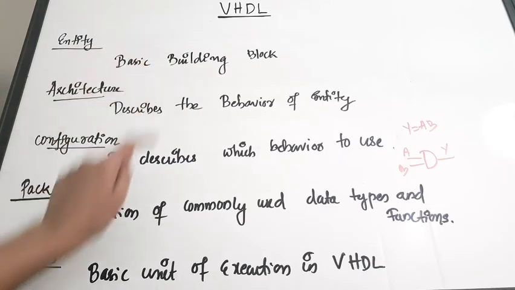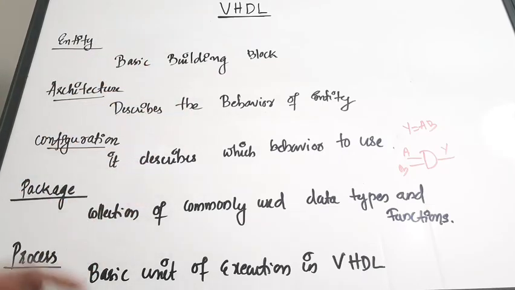In the entity section, and in the architecture, we are going to write the behavior or the working of this gate. In simple words you can say it like this. And again, there are various types of modeling in VHDL: behavioral modeling, data flow modeling, and structural modeling. Based on these modelings, the architecture will vary. That is actually a higher-end discussion. We'll do that later.